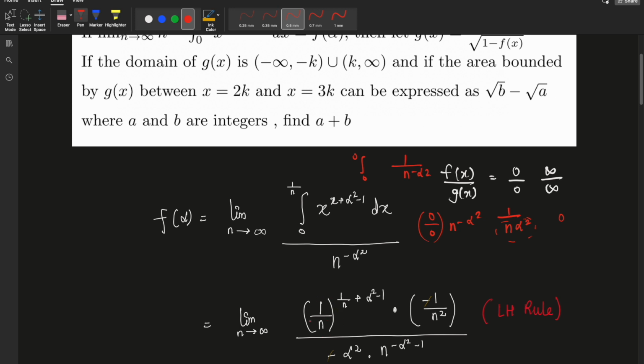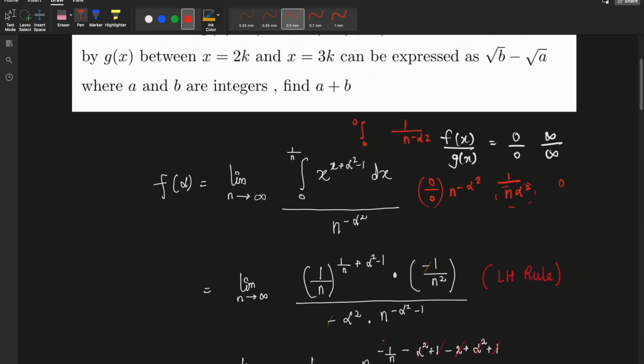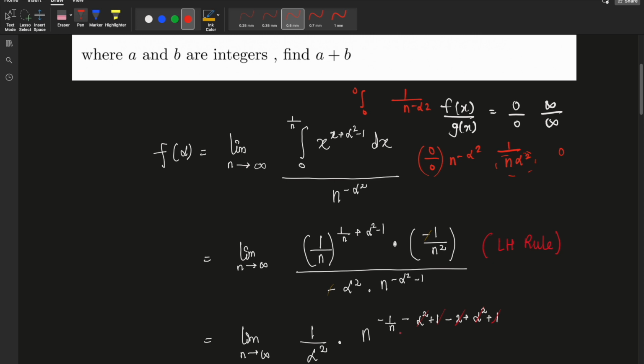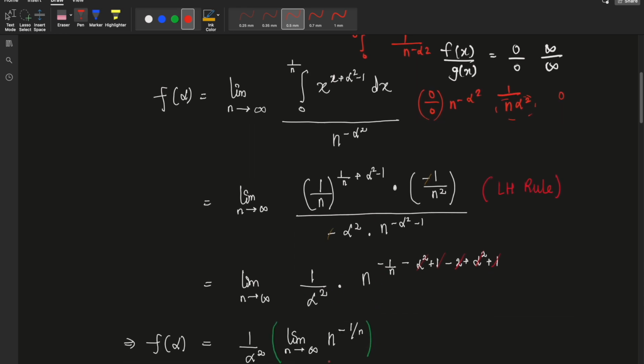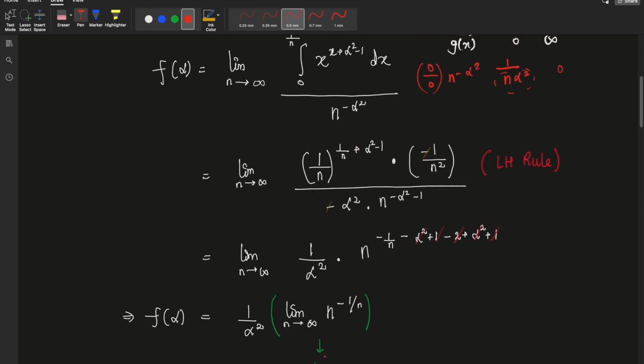Now you'll see that n has many powers, like 1 by n raised to all this, 1 by n square, n raised to minus alpha square minus 1. So I will combine all the powers of n to see what all will cancel. So on doing that, you see that everything will cancel except for minus 1 by n. You can try it on your own. So we basically have 1 by alpha square into limit n tends to infinity, n raised to minus 1 by n. Now let this limit be L.